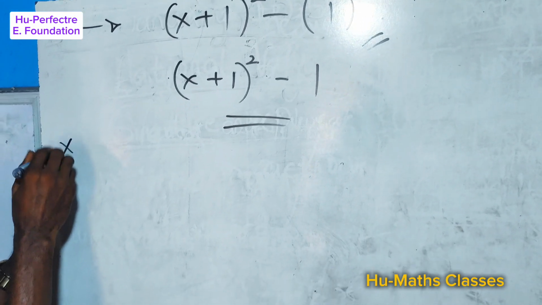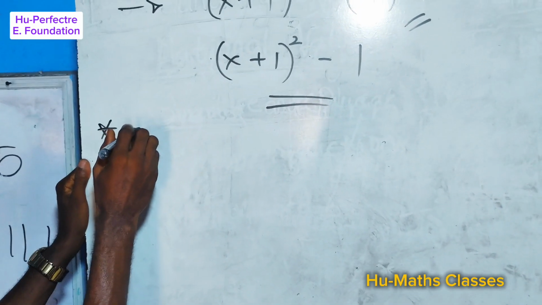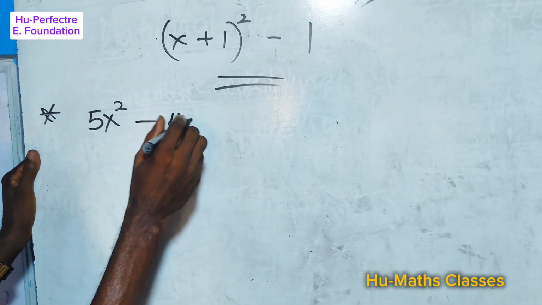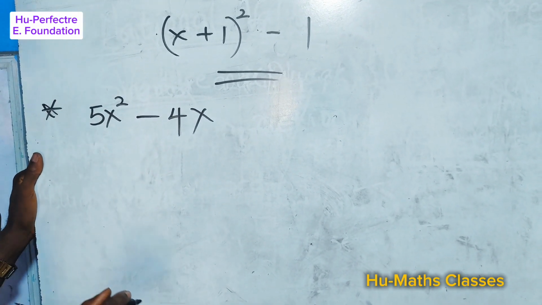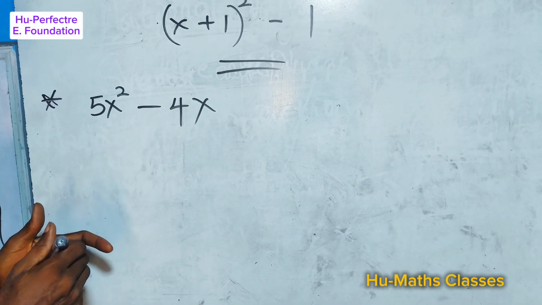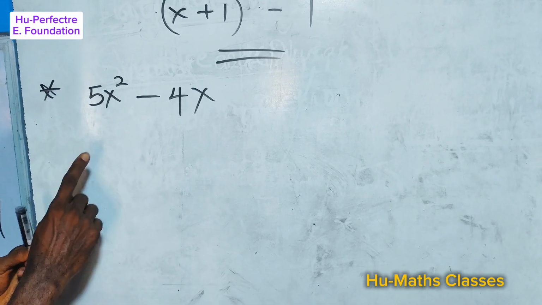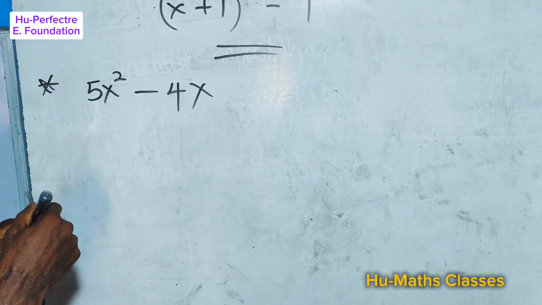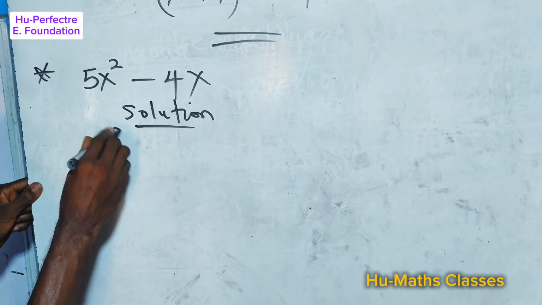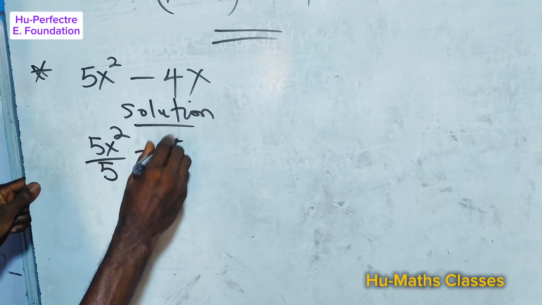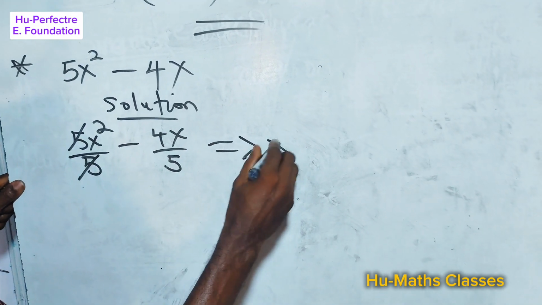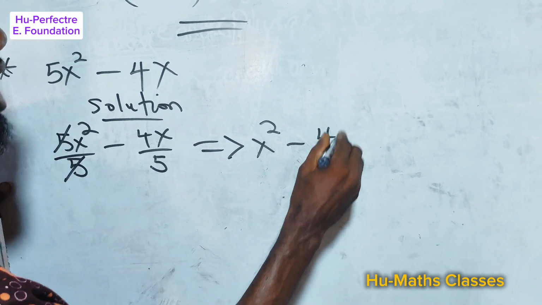Let's consider this. We are asked to make 5x to the power 2 minus 4x a perfect square. Step 1, I said, divide everything by the coefficient of the first variable, and the coefficient of the first variable in this case is 5. So I will divide everything by 5. I'm going to have 5x to the power 2 divided by 5 minus 4x divided by 5. 5 cancels 5. We'll be left with x squared minus 4 over 5x.